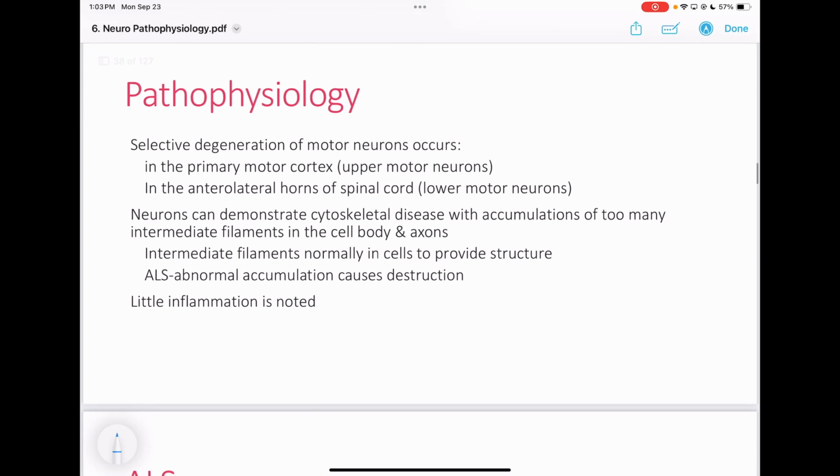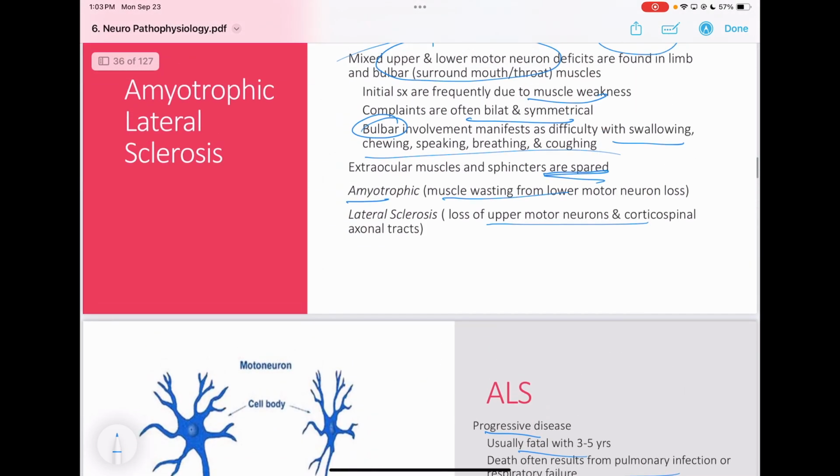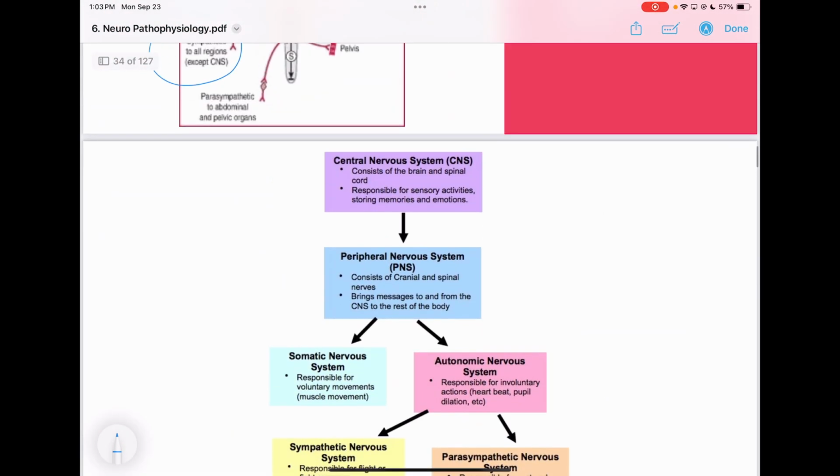So what's going on with ALS? Selective degeneration of motor neurons. Remember, this is a mixed one, so it happens in the upper and it happens in the lower as well. Upper, primary motor cortex, and the lower, it's going to happen in the anterolateral horn of the spinal cord. I'll show you where.